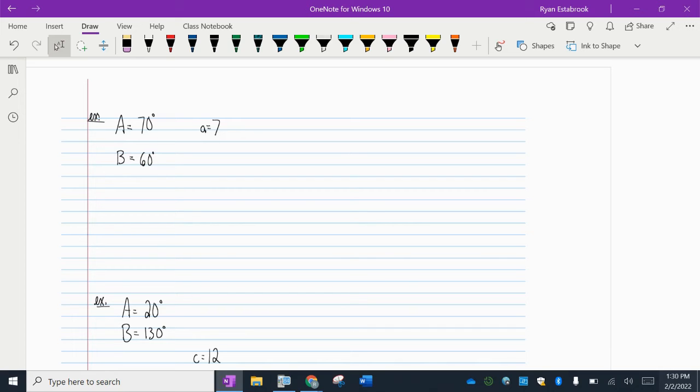What we do know is that the measure of angle A is 70 degrees. The measure of angle B is 60 degrees. And the length of little a is 7. We have to find the measurement of angle C, the length of side little b, and the length of side little c. Those are the things that we have to find.